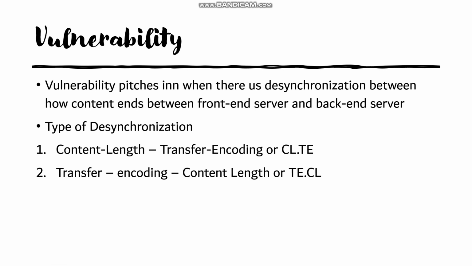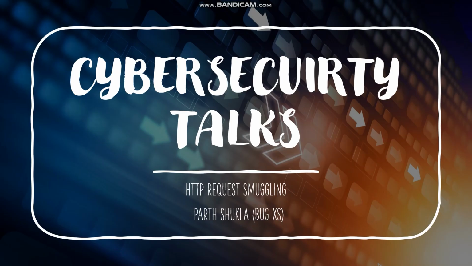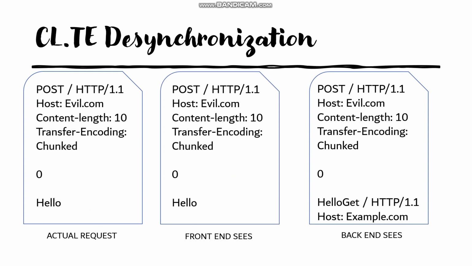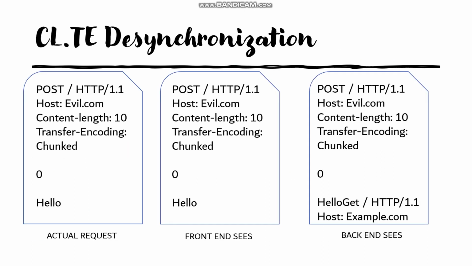Now there are two types of desynchronization here. What is this vulnerability? This vulnerability pitches in when there is desynchronization in how the content is interpreted between the front end server and the back end server, which means the vulnerability lies between the front end server and back end server. There are two types of desynchronization: content length transfer encoding, known as CLTE, or transfer encoding content length, which is TECL.